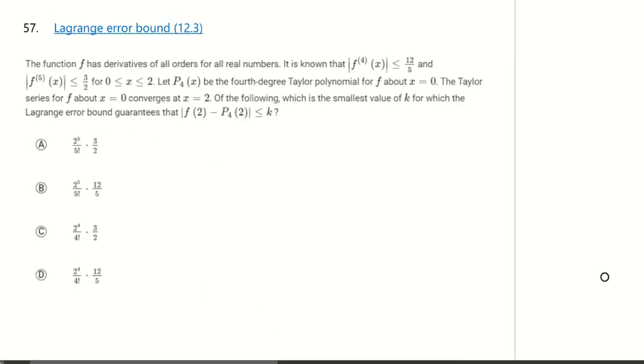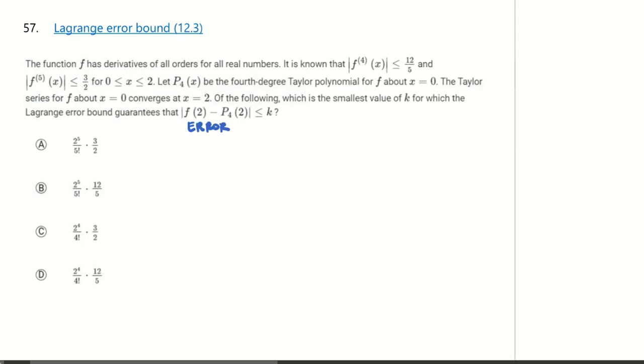Just 4 more left. So the Lagrange error bound. Function f has derivatives of all orders for all real numbers. They give us a maximum value of f's fourth derivative and f's fifth derivative's absolute value. Okay, so we're going to use a fourth-degree Taylor polynomial around x equals 0 to approximate f of 2, basically. And so this absolute value over here, this is talking about the error in my approximation.